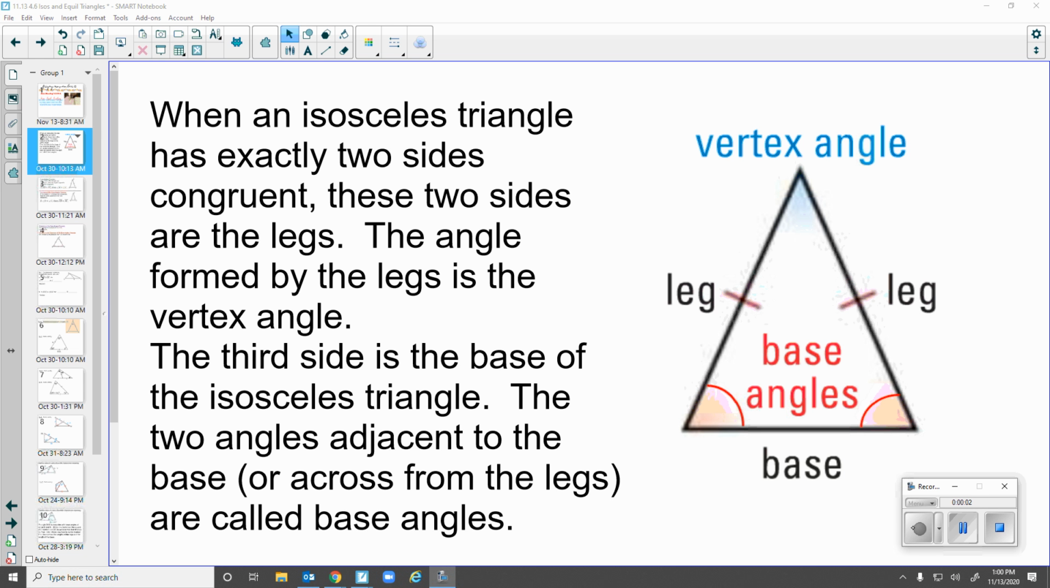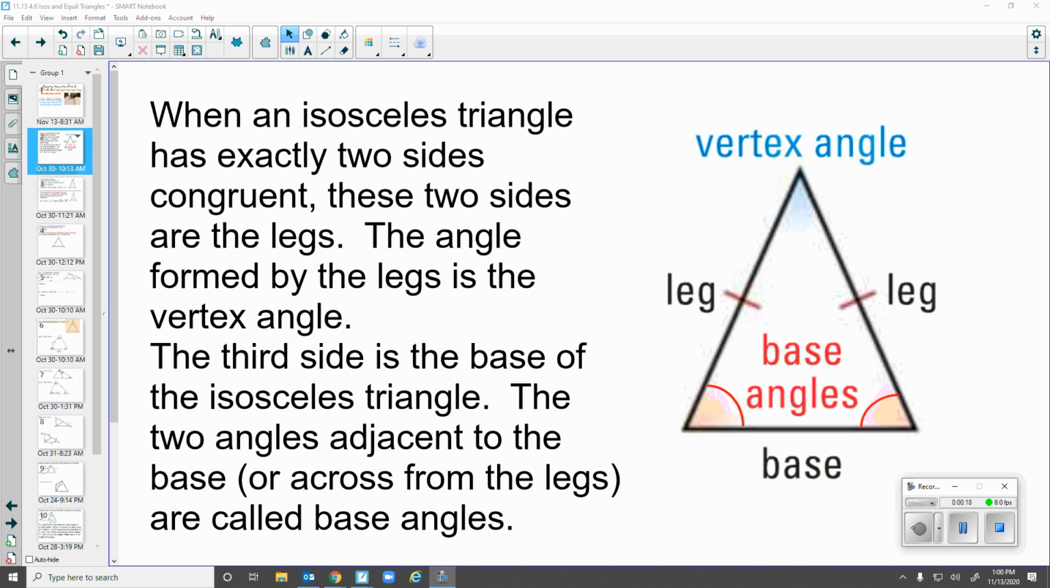Our isosceles triangle. This picture is going through the different parts of it, which you need to know, because we'll have word problems that say things like the base angle is this, the base is this, or the vertex angle, whatever. So, a vertex angle. All right, let's start with the legs.